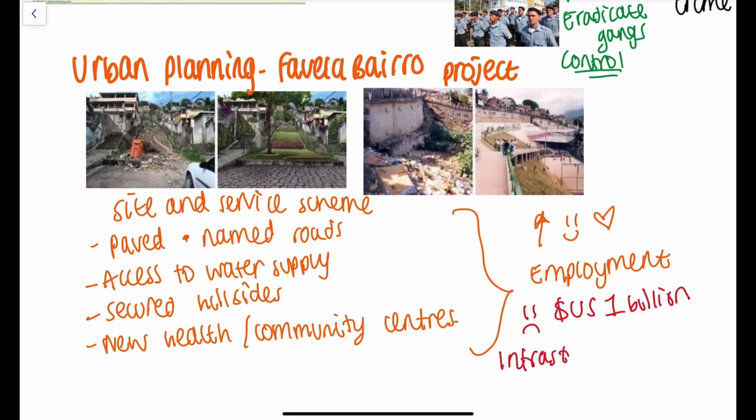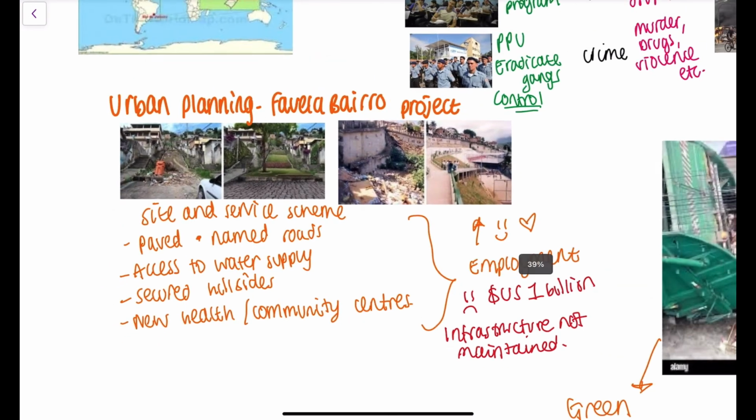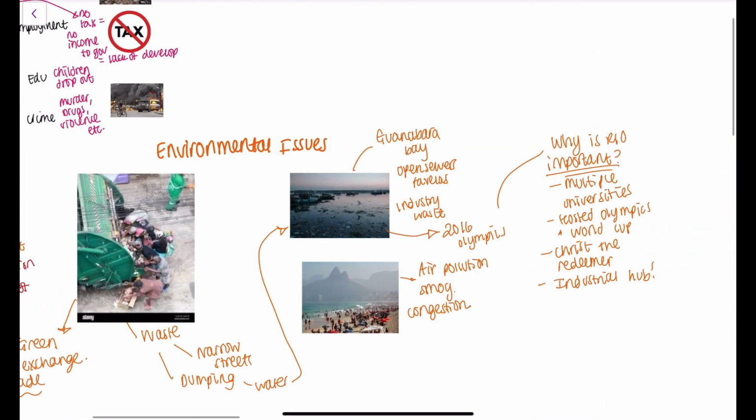You know, there's not just one favela in Rio, and the newly built infrastructure is not being maintained. The residents lack the skills and the resources to make those repairs. So you've got this new fancy infrastructure, but nobody to be able to fix it when it doesn't go right.